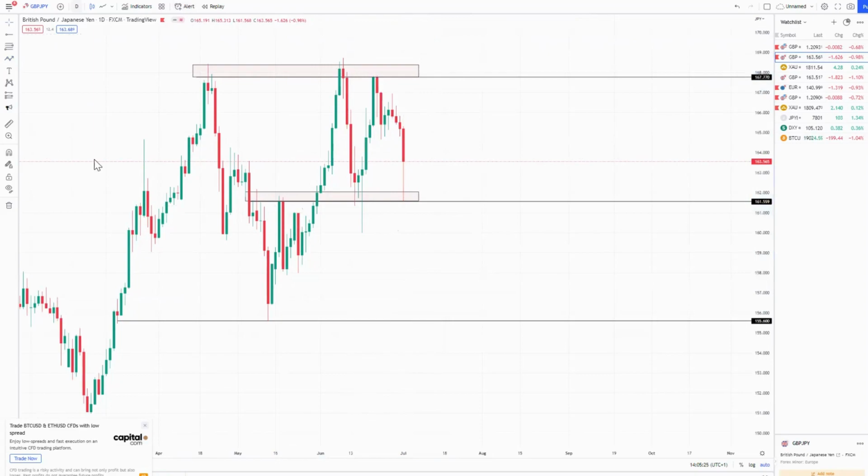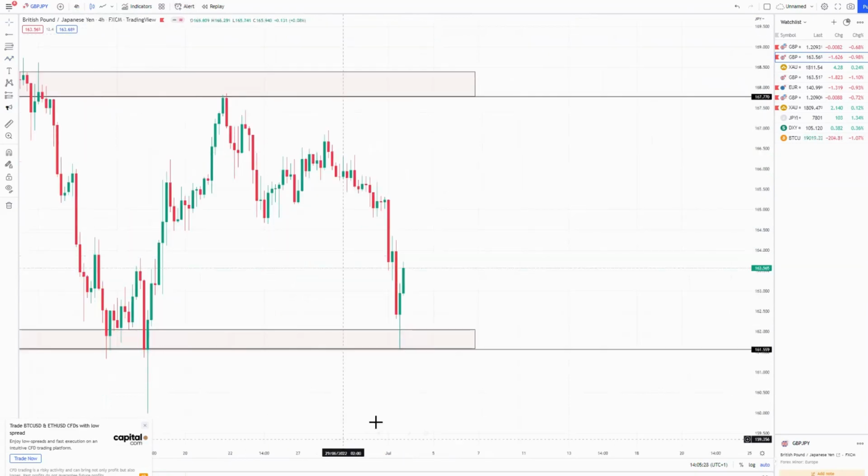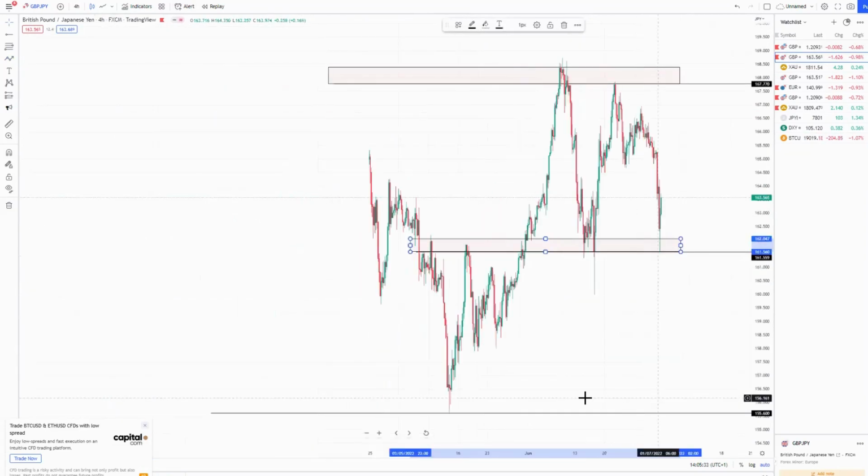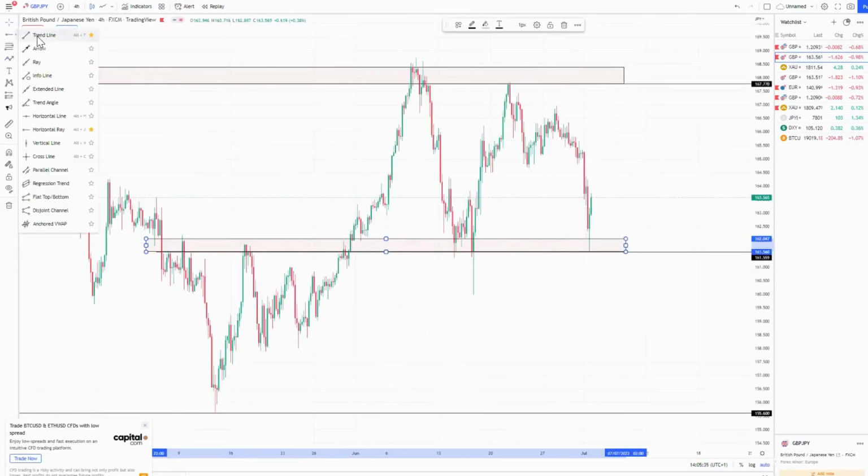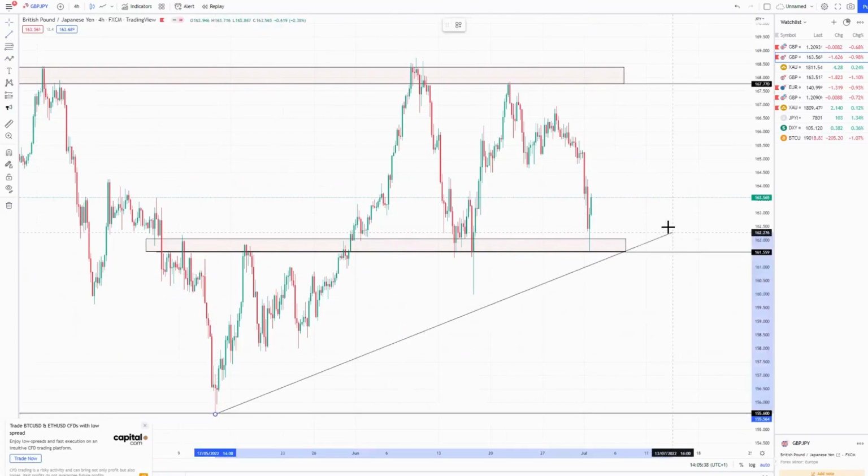So let's go to the 4-hour time frame. This market is trending upward. It's a bullish market. So let's draw our trend line up.